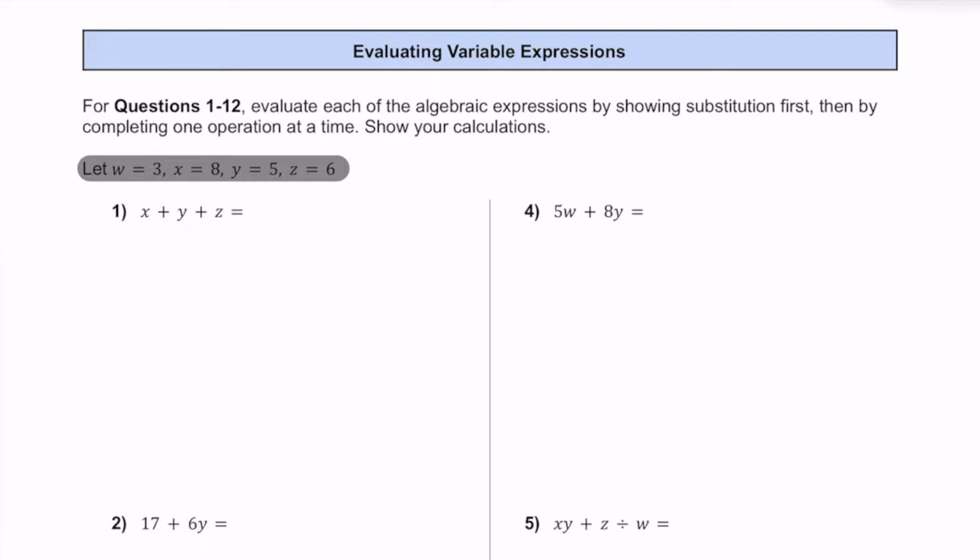All right, so for number 1, we have x plus y plus z. If we substitute in, x we know is going to be 8, so let's substitute in 8 here. That's going to be 8 plus y, we are going to substitute in 5. And then z, we're going to substitute in 6. So we have 8 plus 5 plus 6.